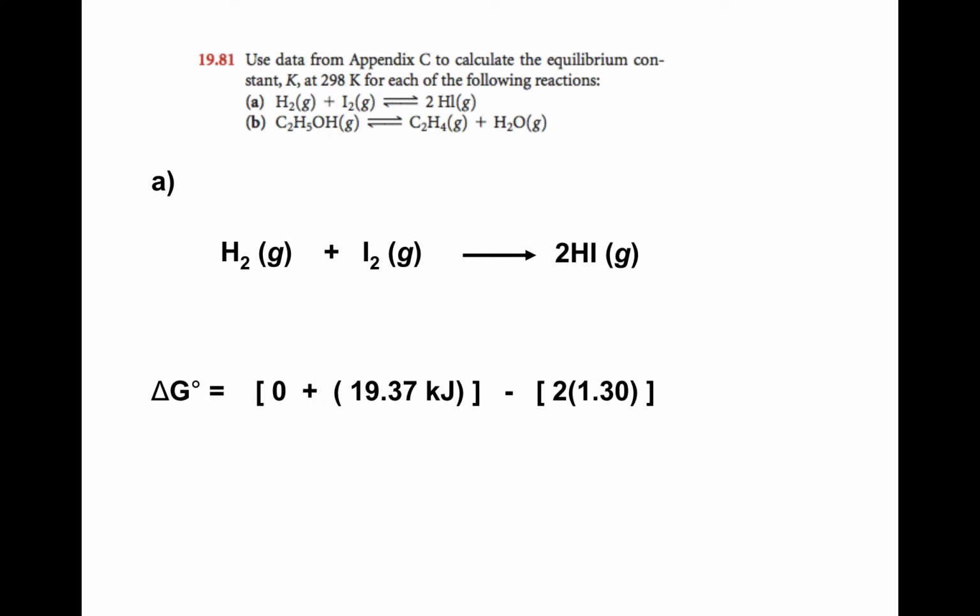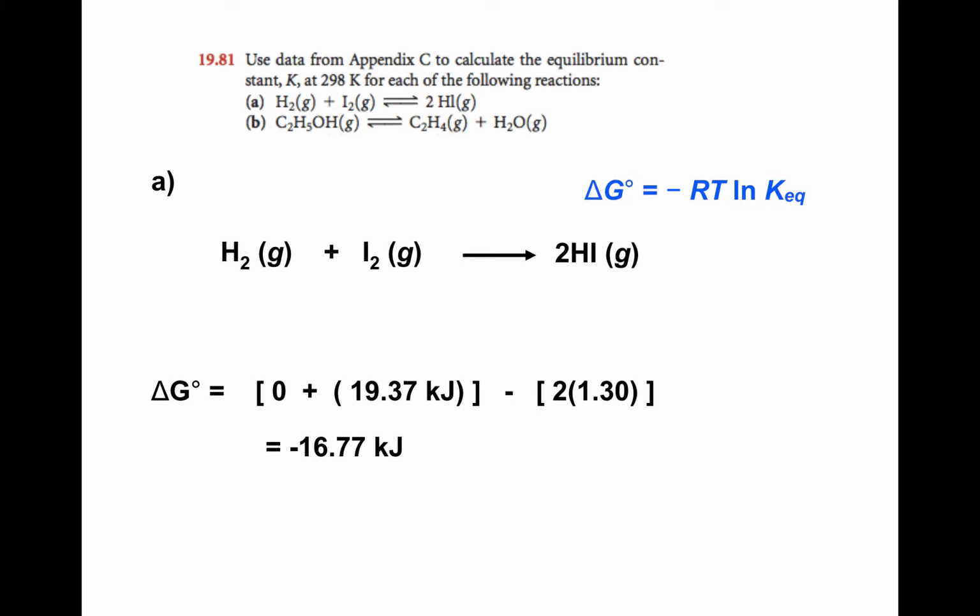Use the data from Appendix C to calculate the equilibrium constant K at 298 Kelvin for each of the following reactions. All right, so as we've talked about, there's a relationship between delta G naught and the equilibrium constant. So products minus reactants to get the change in free energy at standard conditions.